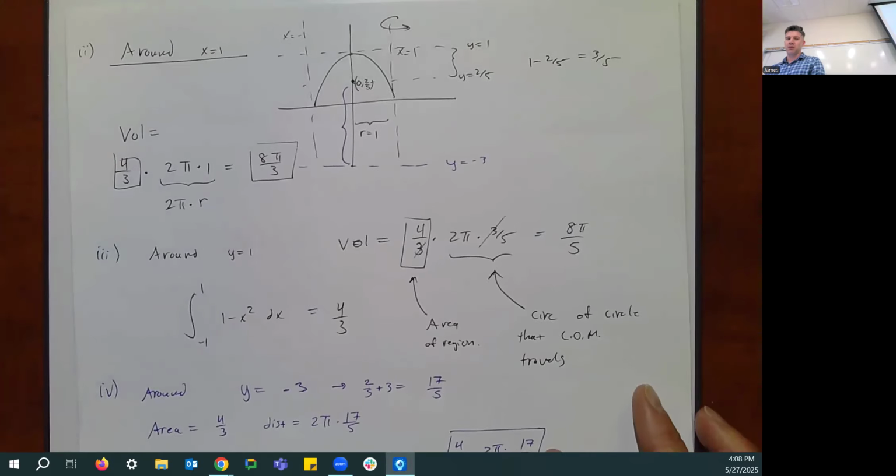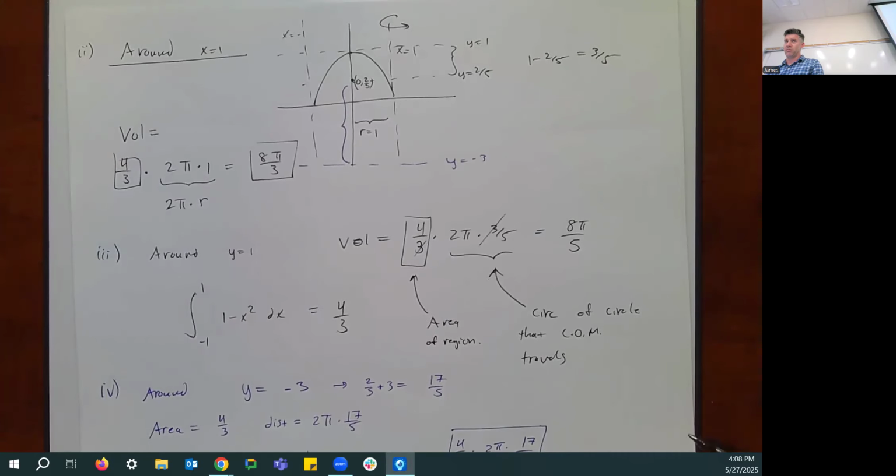So it seems to me like you could probably expect there to be a question where you have to find center of mass on your exam.